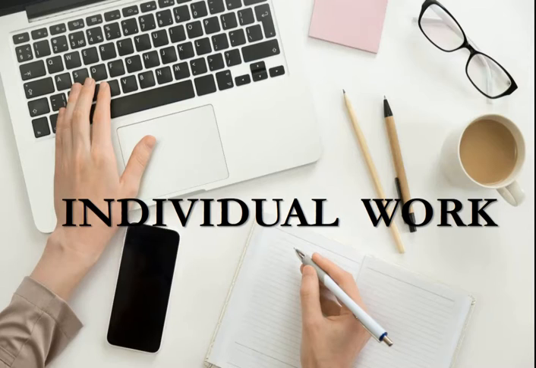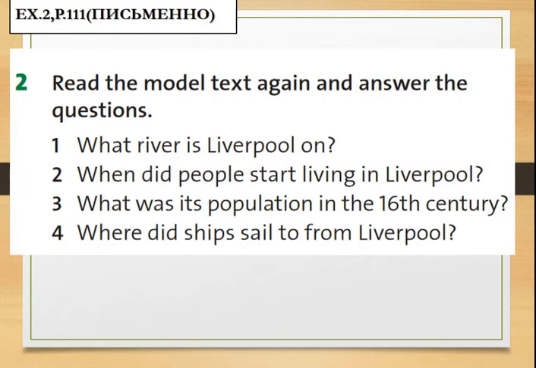It's time for your individual work, my dear students. А сейчас задание для вашей самостоятельной письменной работы. Exercise number 2 at page 111. Read the model text again and answer the questions. Прочитайте текст еще раз и ответьте письменно на вопросы полными предложениями. What river is Liverpool on? When did people start living in Liverpool? What was its population in the 16th century? Where did ships sail to from Liverpool?